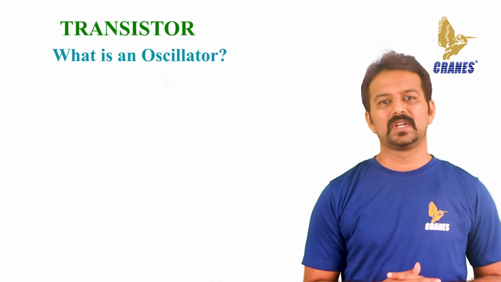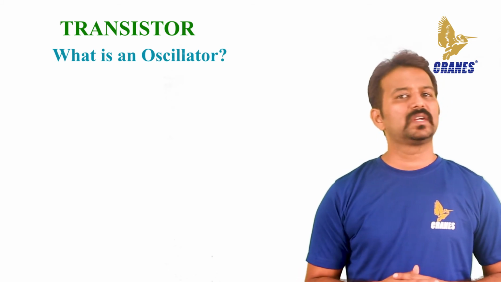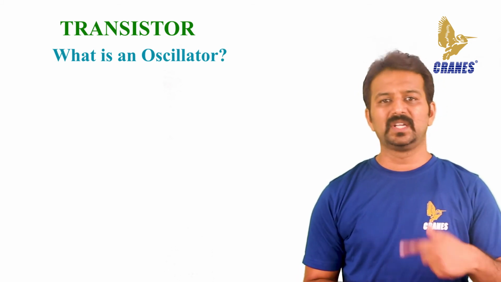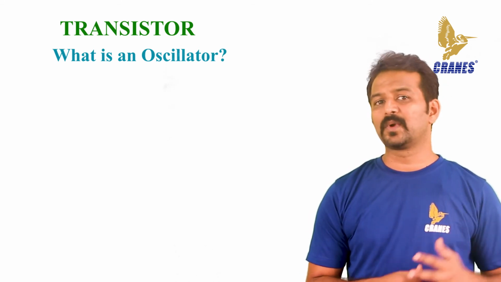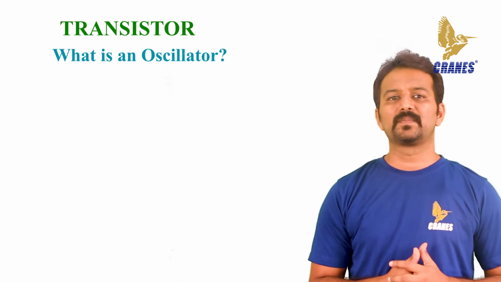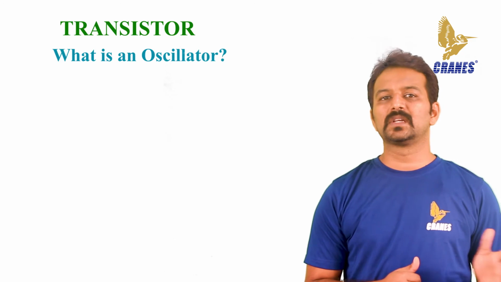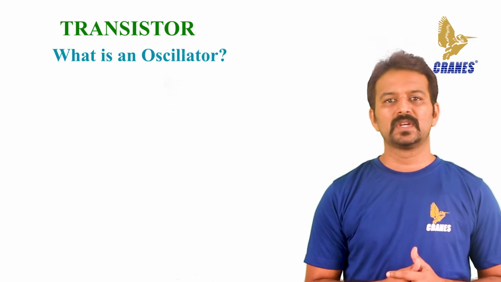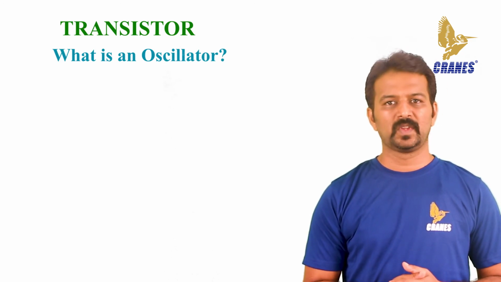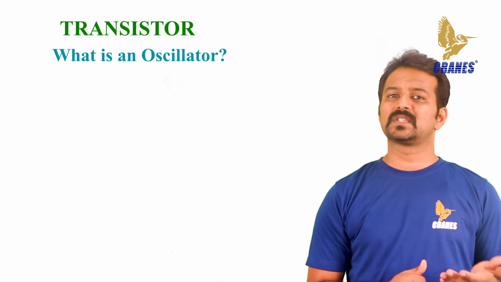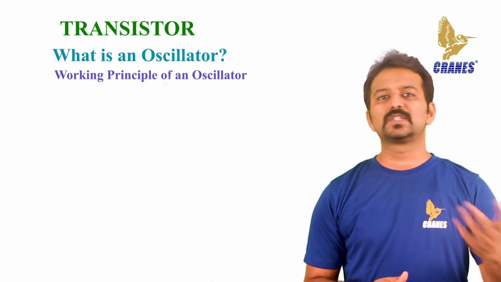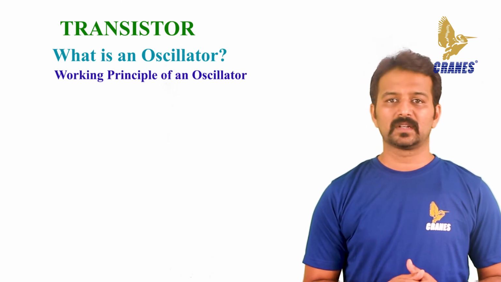First, what is an oscillator? An oscillator is a circuit which produces continuous, repeated, alternating waveforms without any input provided to it. Oscillators basically convert unidirectional current flow from a DC source into an alternating waveform of the desired frequency, as decided by its circuit components. Let's look at the working principle of an oscillator.